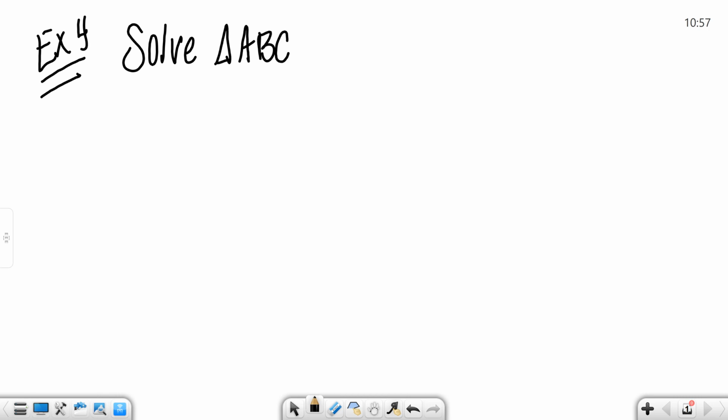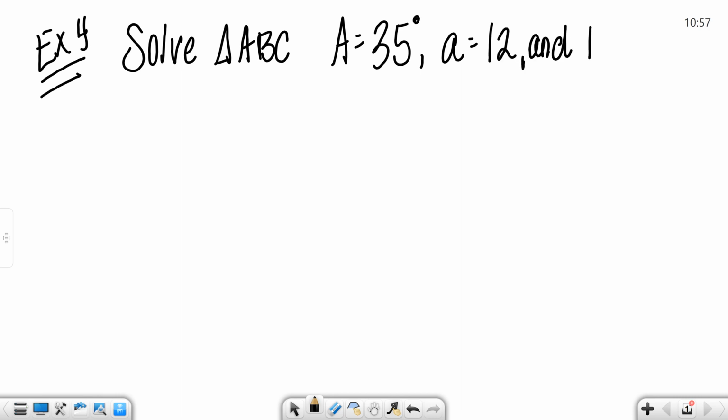All right, again, we're going to solve triangle ABC. A is 35 degrees, little a is 12, and little b is 16. Again, we are given one angle and two sides.